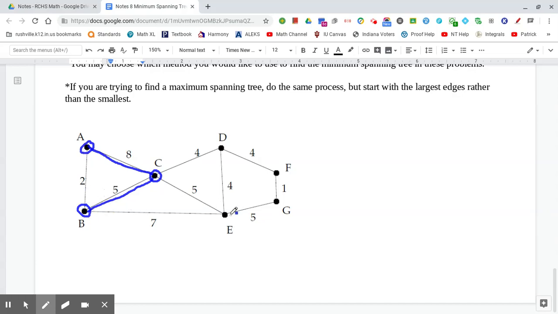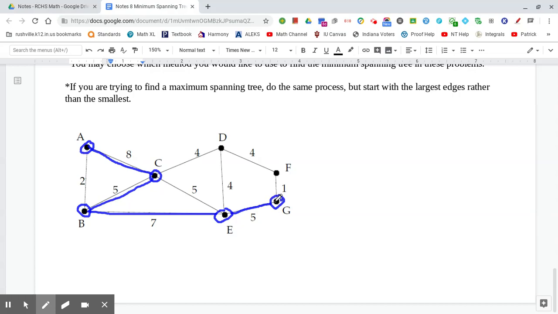All right, but BE, 7. I have CE, which is 5. I have CD, which is 4. So 7, 5, or 4. Choose the larger value. Circle that vertex. Can't choose CE anymore because that would create a cycle, but I have CD, which is 4, I have DE, which is 4, and I have EG, which is 5, so 5 is largest, so I'll darken that edge and circle G.